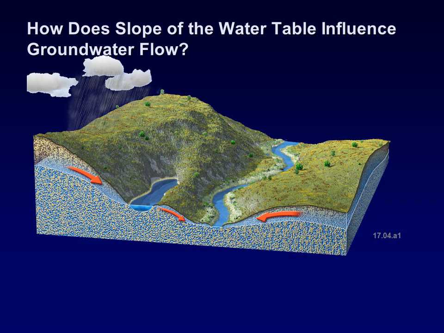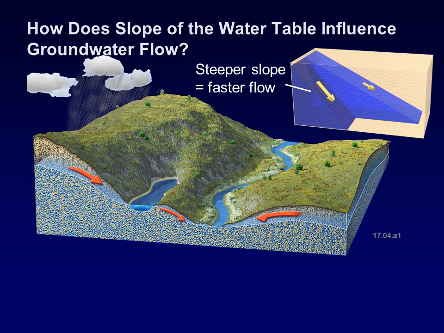Alright, how does the slope of the water table influence groundwater flow? So we're looking at the same image and just different aspects of the same image. Water moves faster if there's a steeper slope to the water table compared to a more gentle slope, if we're comparing the same kind of material, meaning it's got the same permeability. Okay, so if the rocks have the same permeability, then a steeper slope is always going to mean a faster flow. Just like, again, if you're riding your bike down a hill, the steeper the hill, the faster you're going to be going.